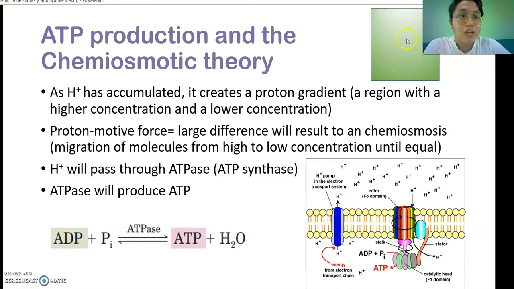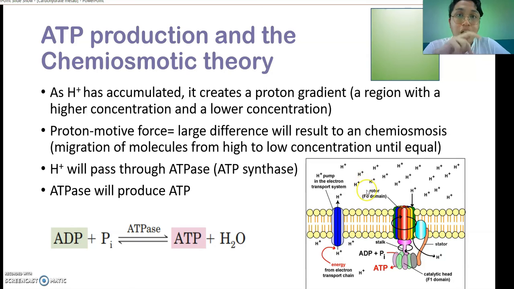So, your proton gradient, tingnan nyo itong image na to na kulay green. Gradient yan. Dahil, merong region na makapal ang pagka-green, meron din namang region na mababa ang pagka-green or parang halos walang green. So, ganun din. Pag may proton gradient, meron kang area or region na mataas ang concentration ng H+, at meron ka din dito sa kabila, okay, na mababa. So, that gradient, okay, kasi malaki ngayon yung difference nila.